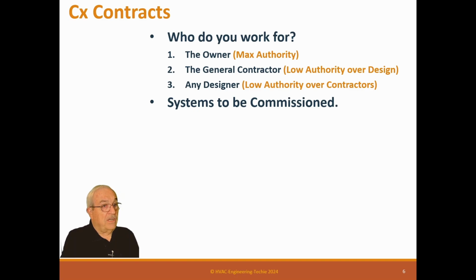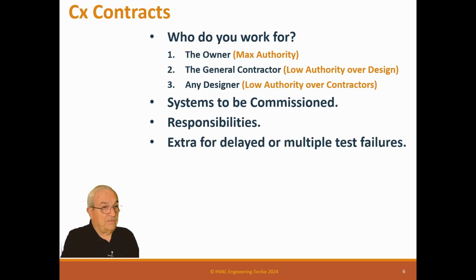Now, you need in your contract to make sure of what systems we are commissioning, or are we only doing a part of a system? You need to define that very clearly. You need to define your responsibilities. Are we doing total technical commissioning, or is there something else we're doing that is slightly different? I mean, it's possible. Extra for delayed or multiple test failures.